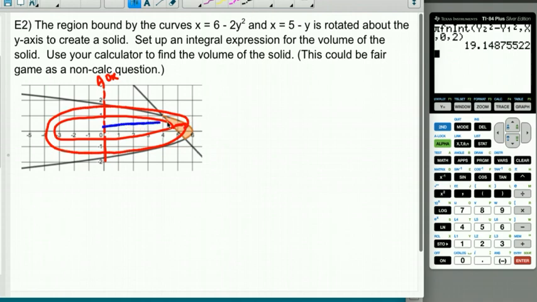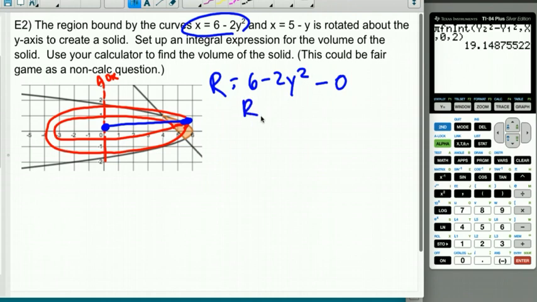So my big radius is from the axis of rotation to the outer curve. So my big radius is going to be the right curve, which is definitely the parabola. So 6 minus 2y squared minus the axis of rotation, which is 0. Now here, see how this isn't called like f of y and g of y? They're both called x. I have to write the entire thing. So I have to write 6 minus 2y squared. I don't have a choice.